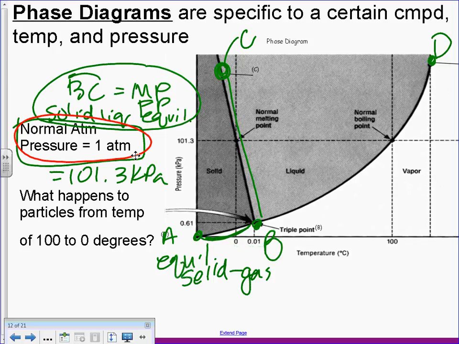Water going from ice. So it says creating graphs. That section, yeah, the one that's called section 1.